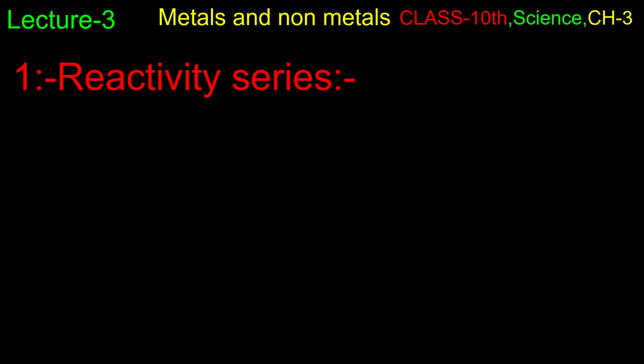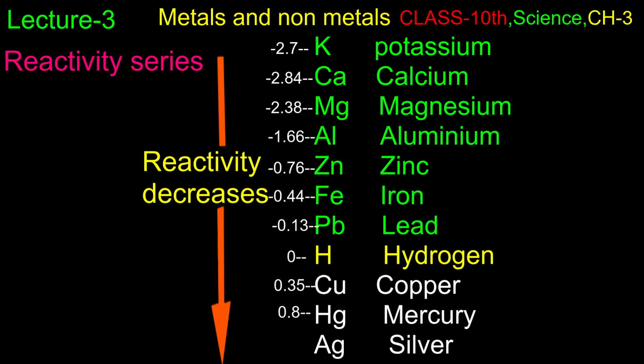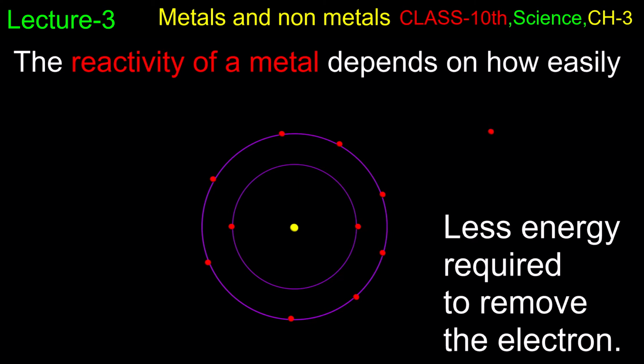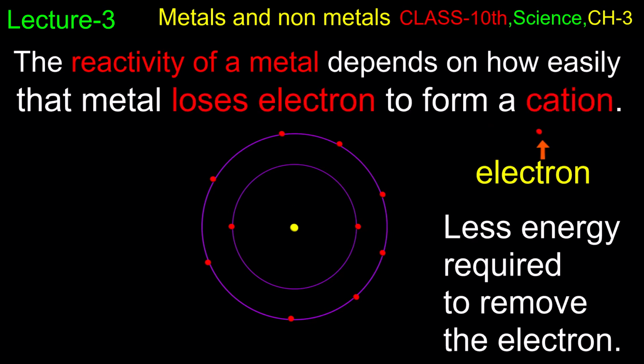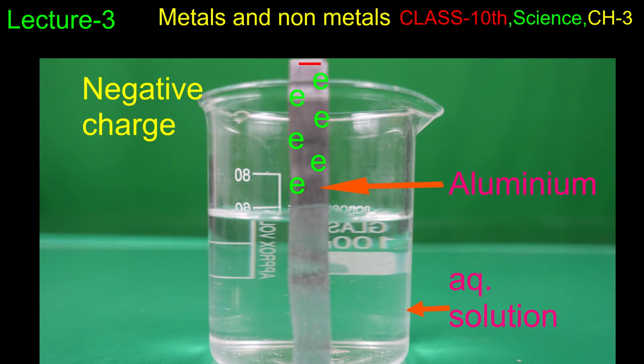Reactivity series is the list of metals written in order of their decreasing reactivity. It means in this series the metal which is most reactive lies at the top. The reactivity of a metal depends on how easily that metal loses electrons to form a cation. On being dipped in a metal salt solution, metal tends to form cations in that solution. The part of the metal out of the water therefore acquires a negative charge.